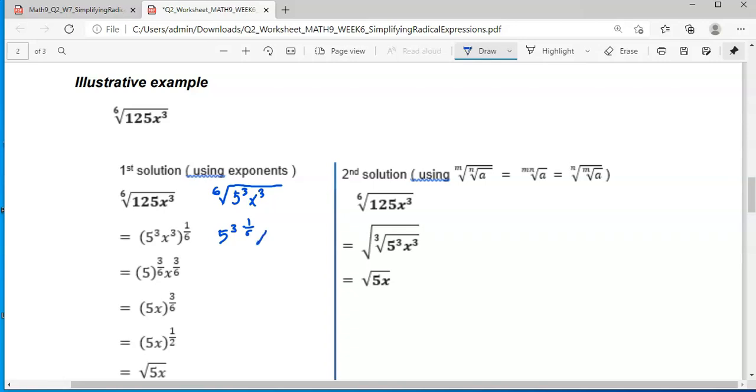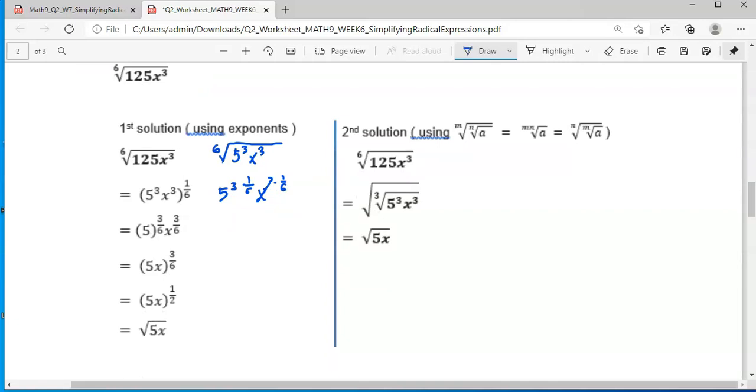Okay, then x raised to 3, okay, times 1 over 6. So magiging 5 raised to 3 over 6, x raised to 3 over 6. Since pareho ng kanilang denominator, pwede nating pagsamahin as one base. So magiging 5x. Pareho kasi ng kanilang denominator and numerator or yung exponent nila. So magiging quantity of 5x raised to 3 over 6. Then simplify nyo yung exponent. Yung 3 over 6 magiging quantity 5x raised to 1 half. Then doon natin ibalik sa radical. So magiging square root of 5x.